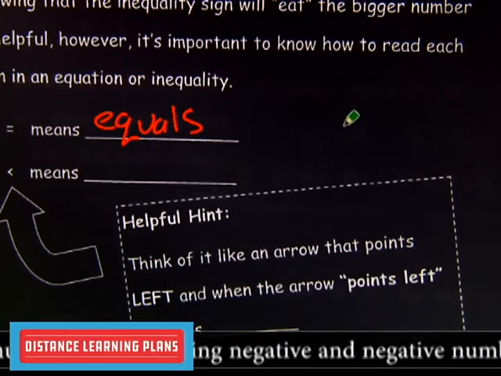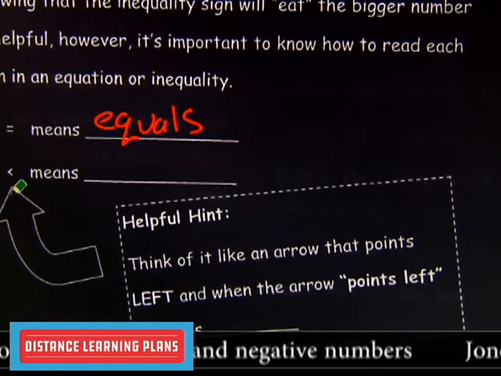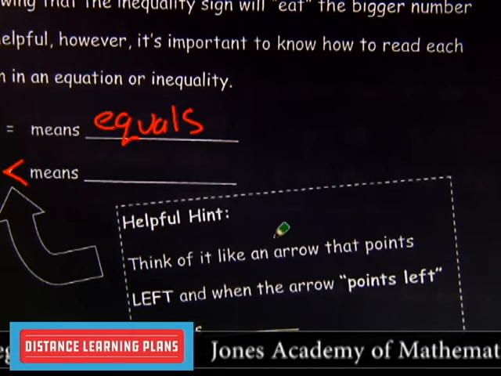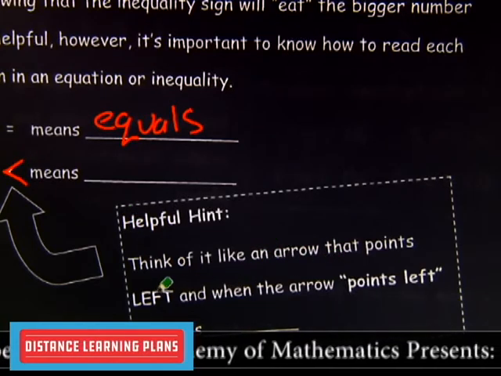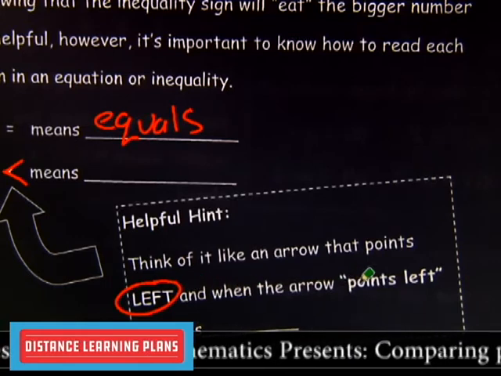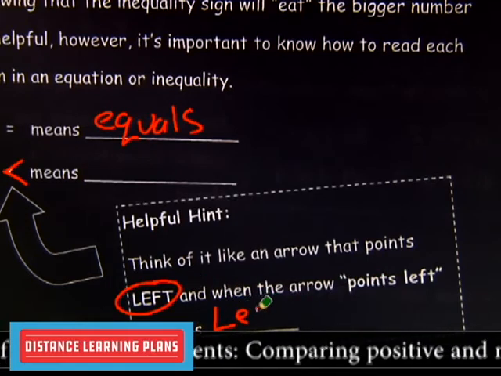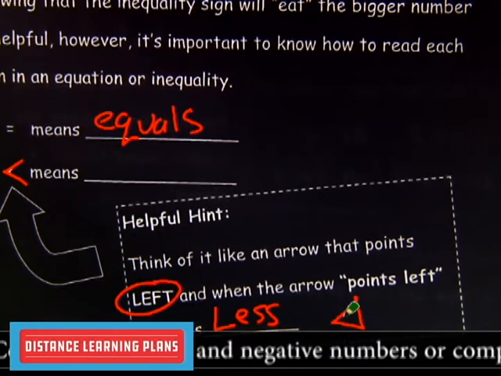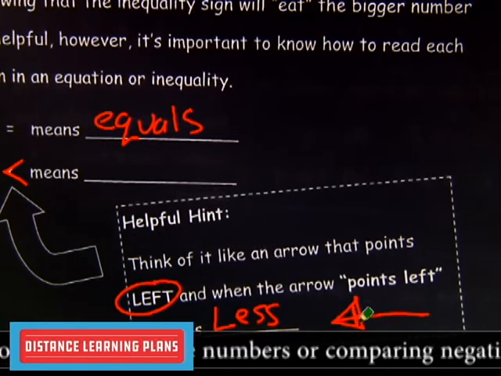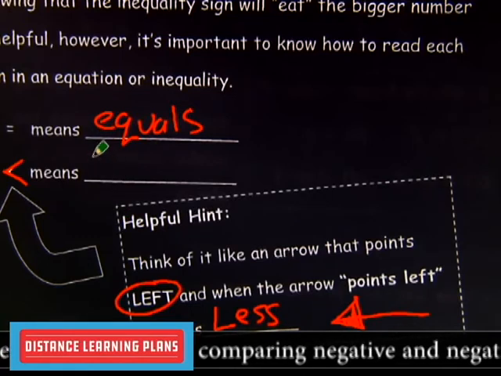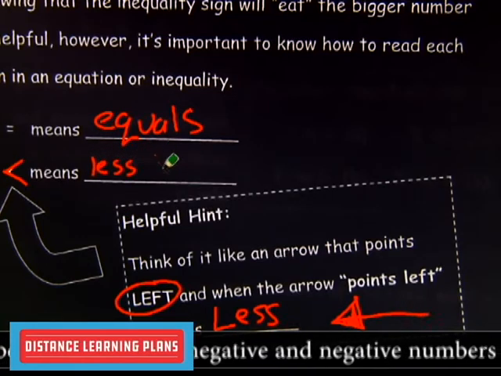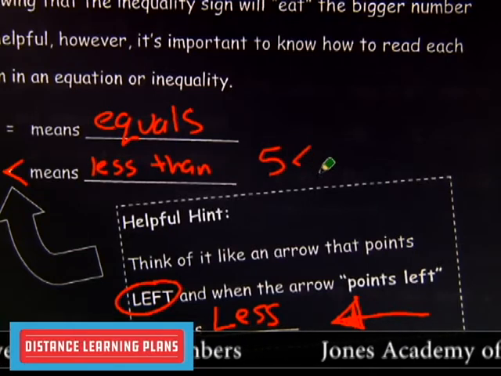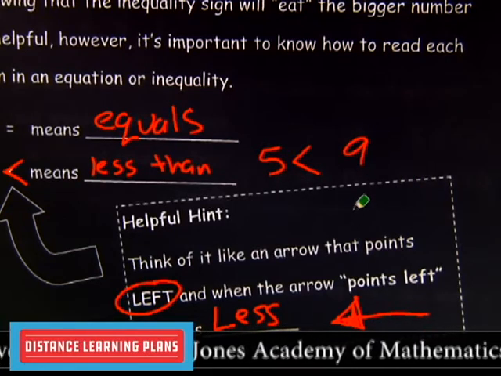But what if things aren't equal? If things aren't equal, then one thing is bigger than the other. Now this one is the less than sign. And here's a helpful hint. Think of it like an arrow that points left. And if it points left, it means less. So this is the less than sign. It's like an arrow pointing left. Okay? So this means less than. An example of less than, 5 is less than 9. So that would be good.